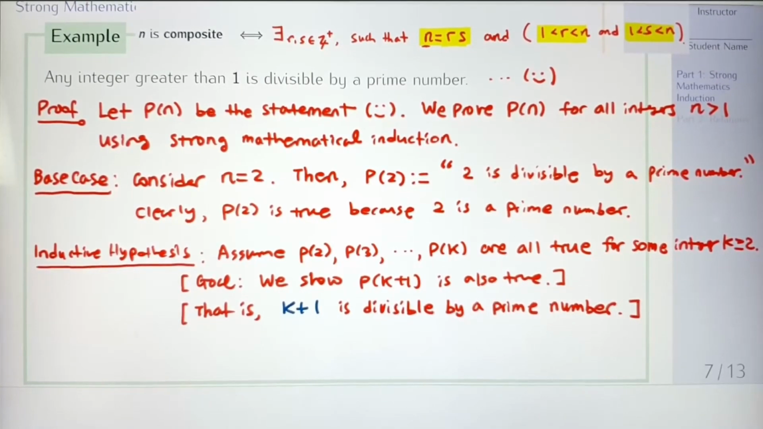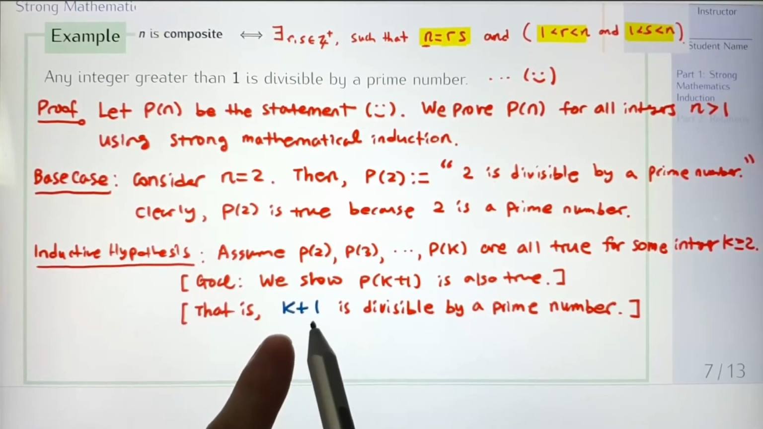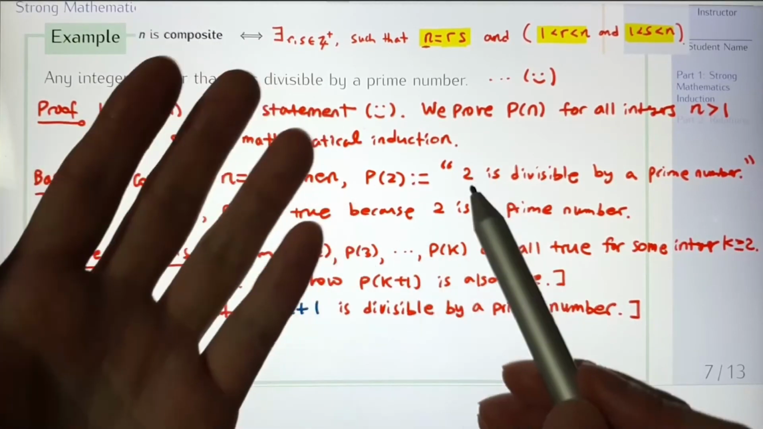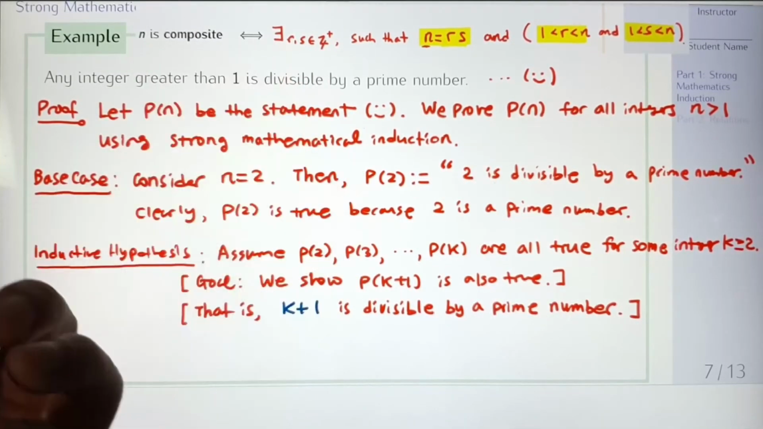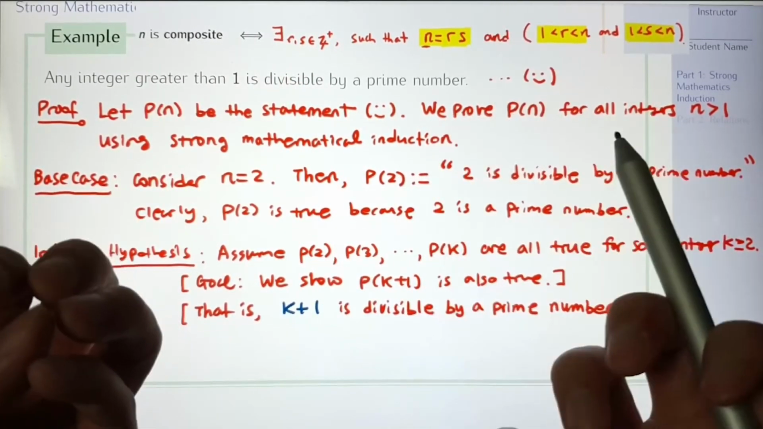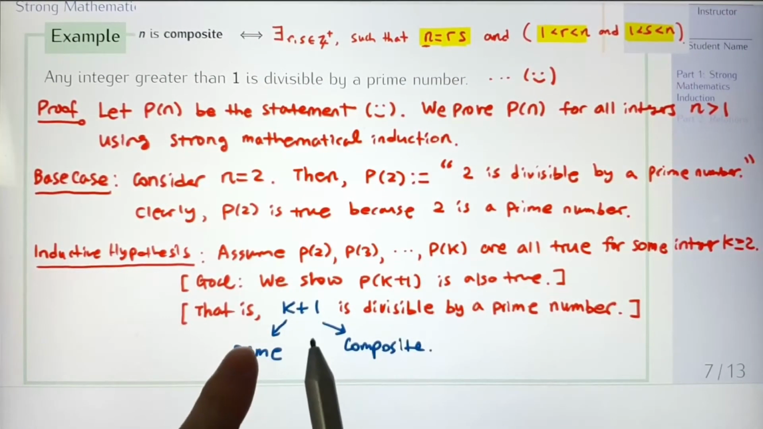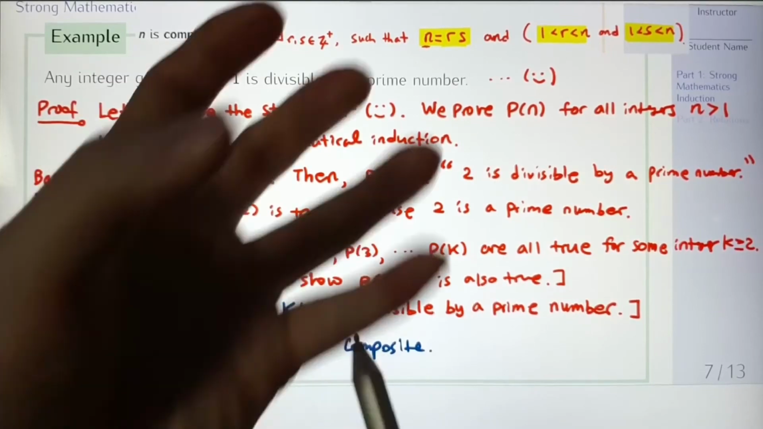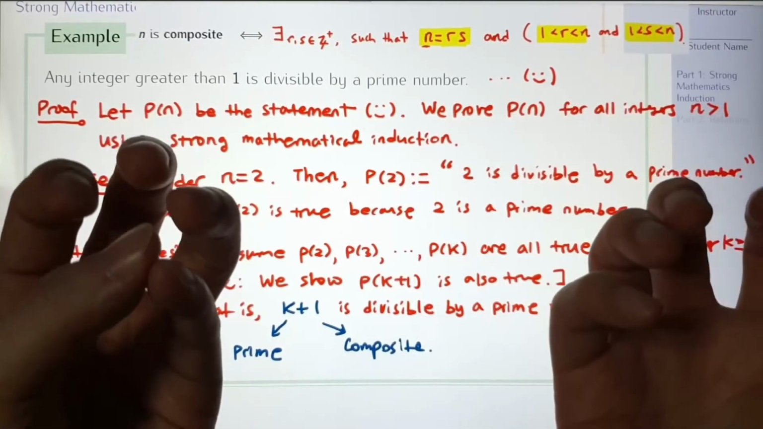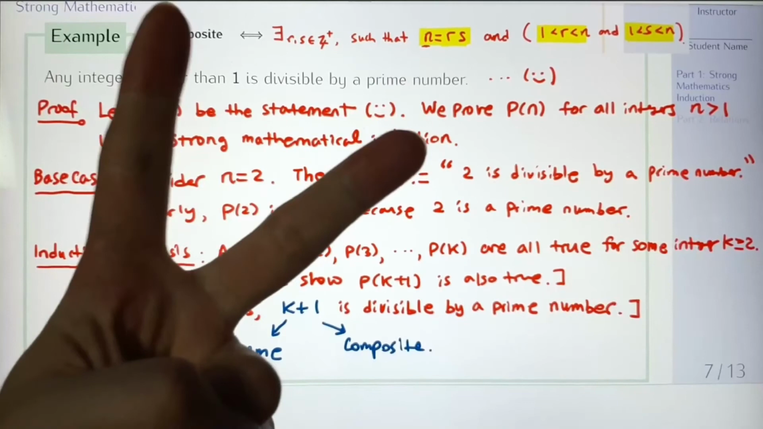But by the way, everyone, look at the integer k plus 1. K plus 1 is an integer, right? It could be a prime number. It could be composite. It's one or the other, right? Everyone, we don't know whether k plus 1 is a prime number or composite. So we need to consider two cases.